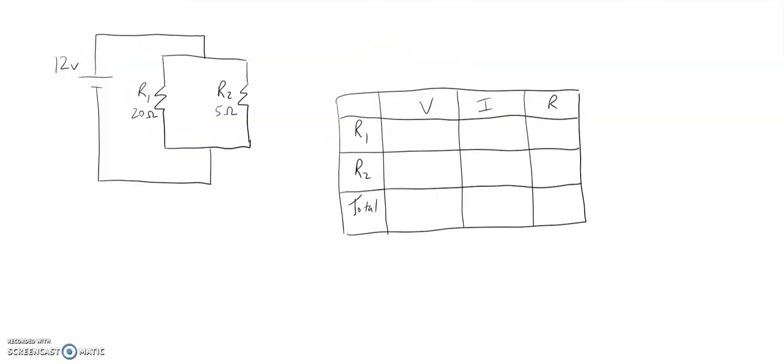Now let's take a look at a different kind of circuit. Drawn it here, we've got a 12 volt battery, we've got 2 resistors, 20 ohms and 5 ohms. And we're going to again try and figure out the voltages, currents, and resistances everywhere. So we can fill in our table things we already know just off the diagram. 12 volts is the battery. R1 is 20 ohms. R2 is 5 ohms.